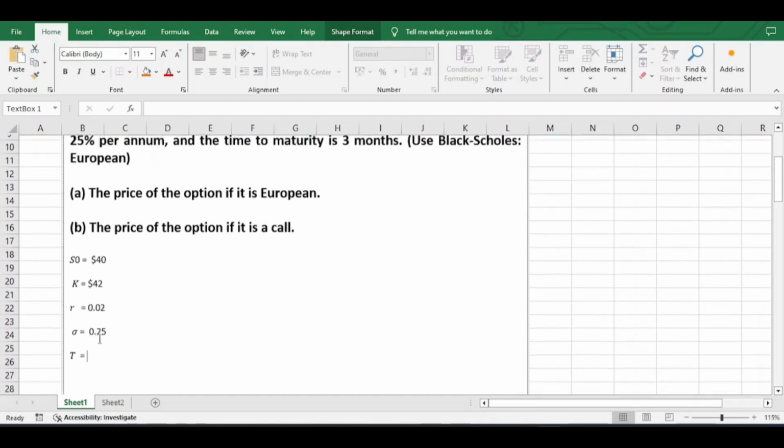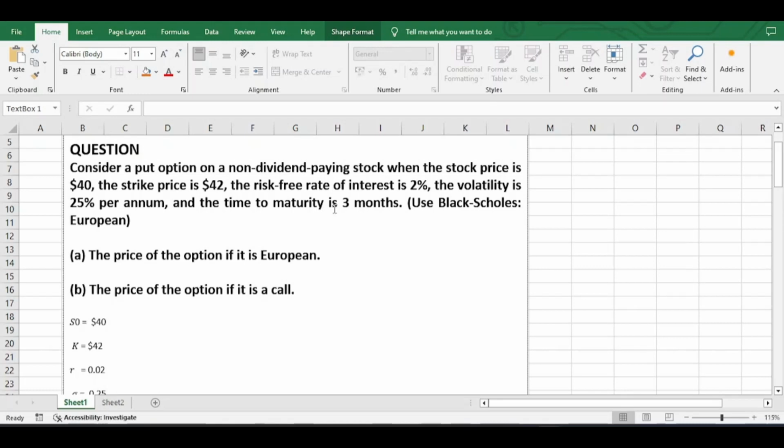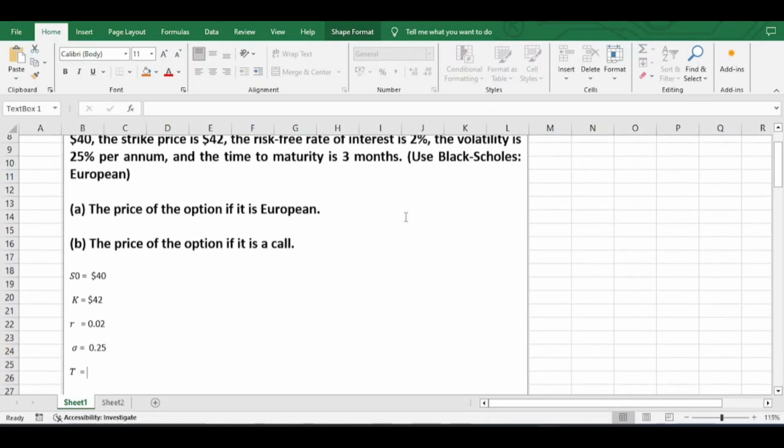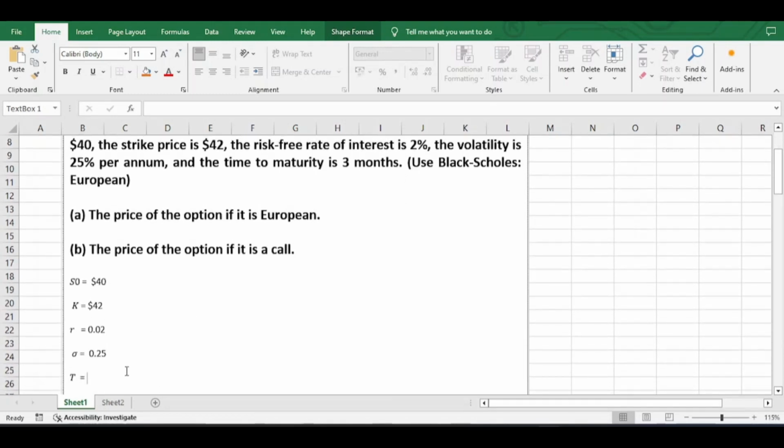When it comes to the time, it should be noted that the maturity is given in months. So if it's given in months, you have to change it into years by dividing by the number of months in a year. So this will give you 0.25 years.